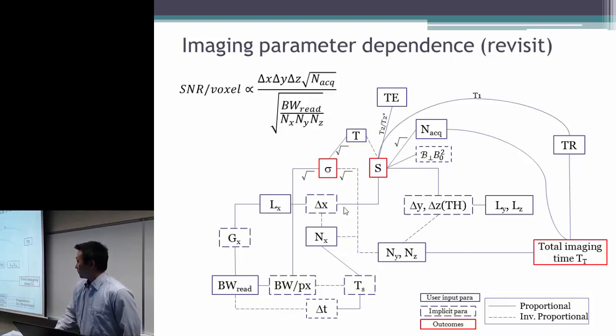So yeah, when we are doing the optimization of parameters, we usually need to bear in mind the SNR dependence on different parameters. So this will be useful. For the section on the first day, we will further discuss this map here.